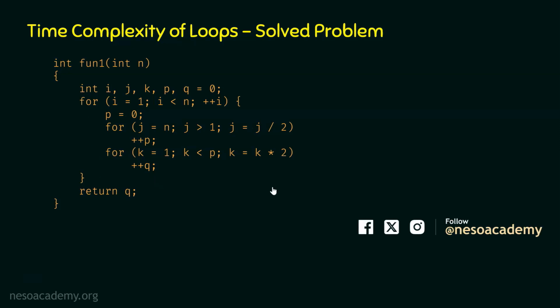After completion of this for loop, the value of q will be the final value which is returned by this function. So now we know how this code works. Let's dive into the solution.